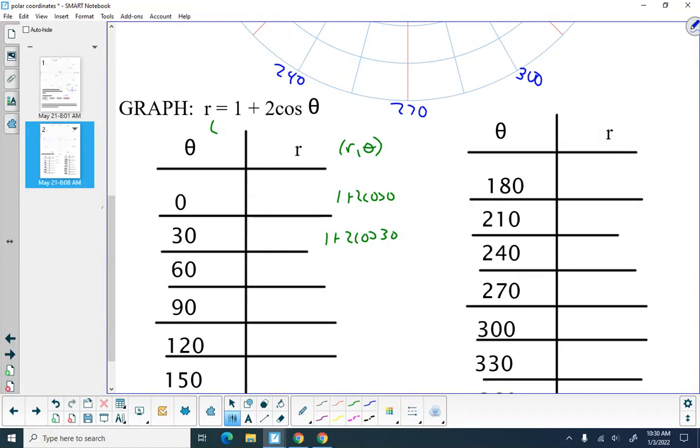Okay, if you take a look at the R values, Laura, what are your R values? Just read down your column. 2.7.